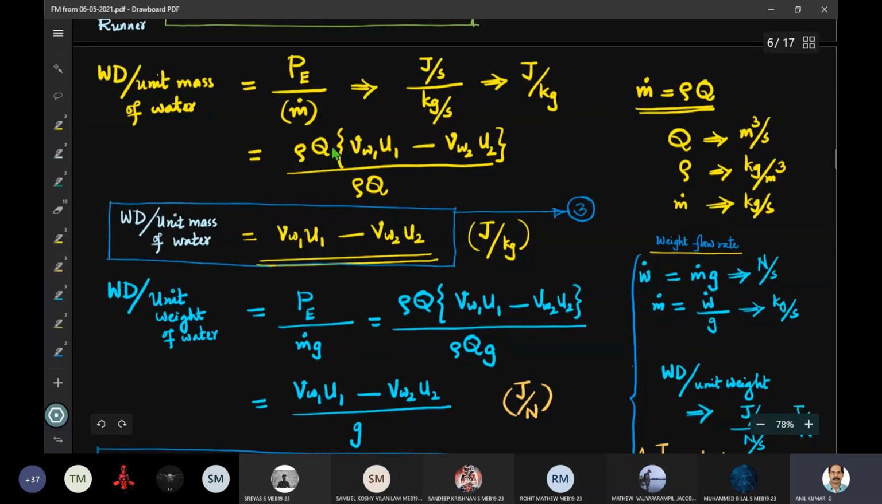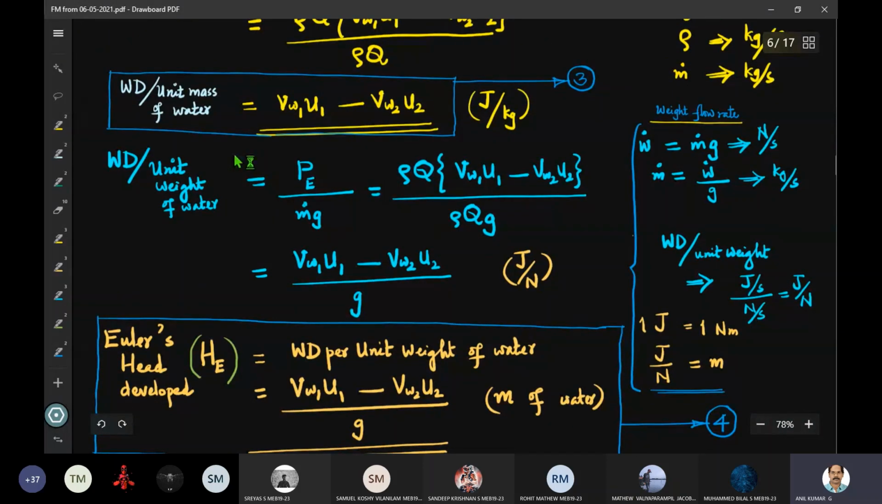What is that expression? Rho Q and rho Q will cancel. You simply get an expression in terms of velocities only: VW1, VW2, U1 and U2. You are familiar with the components already. So work done per unit mass of water, in the context of hydraulic turbines, is VW1 U1 minus VW2 U2. If it is a pump, then it will be VW2 U2 minus VW1 U1.